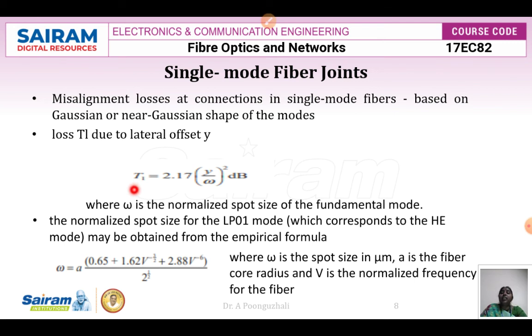Here we define the loss due to lateral offset as 2.17 into (y by w) the whole square decibels, where w is the normalized spot size of the fundamental mode. The normalized spot size for the linearly polarized LP01 mode, which corresponds to the HE11 mode, may be obtained from this formula, where w is equivalent to a into (0.65 plus 1.62 V power minus 3 by 2 plus 2.88 V power minus 6) power half, where w is the spot size in micrometers, a is the fiber core radius, and V is the normalized frequency for the fiber.